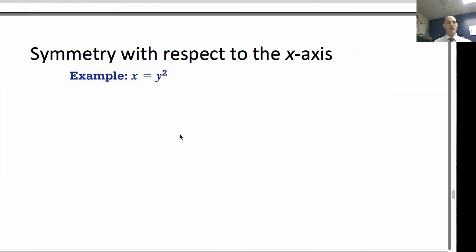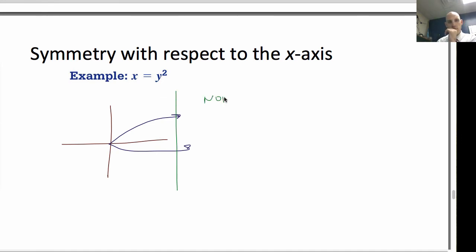Symmetry with respect to the x-axis. So check this out. This one's going to be, can I fold it over? So it's going to look like this. You're going to be like, that's weird. Okay? This is not a function. Remember, it doesn't pass the vertical line test. So this is not a function. However, it is symmetric with respect to the x-axis.